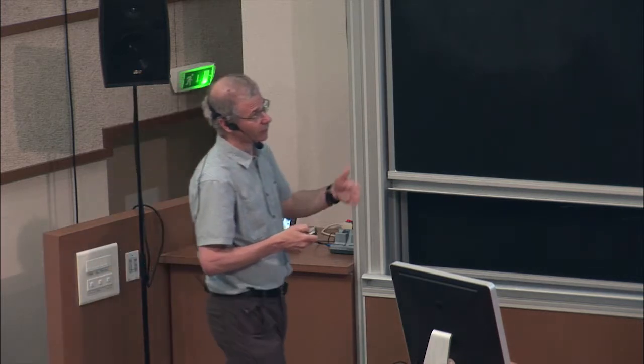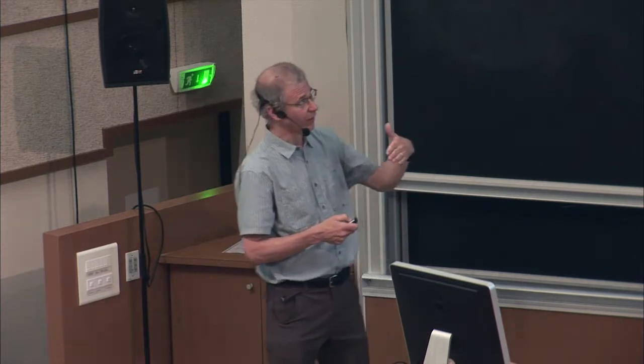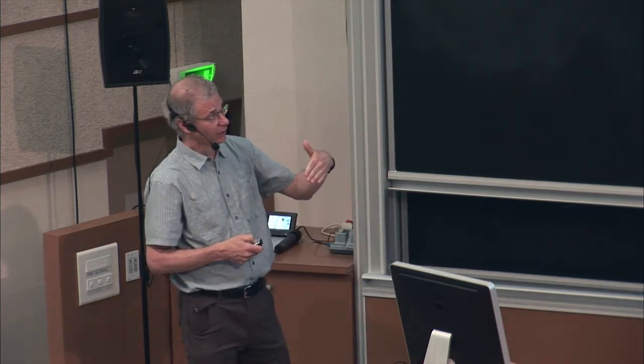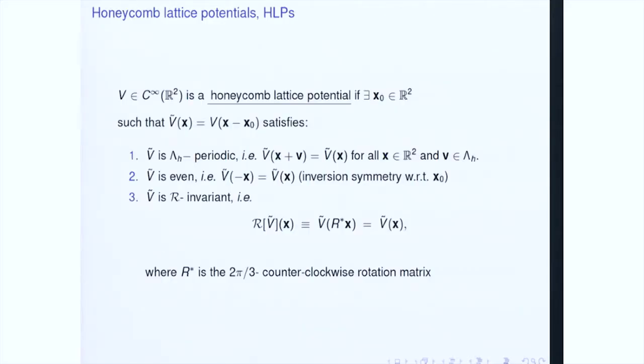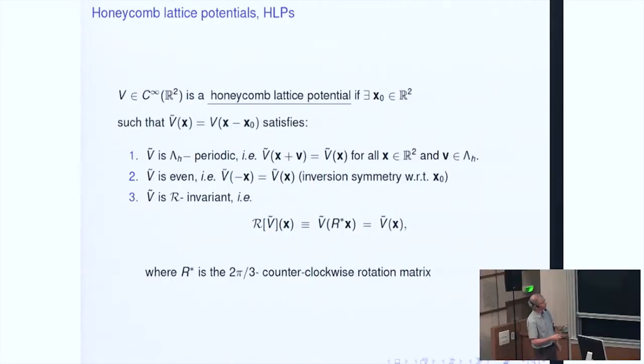And then v tilde is R invariant, which means that if you evaluate the potential at a point x, and then you rotate by 120 degrees, you get back the same potential. So this is a special class of periodic potentials, periodic functions, and so they'll have special Fourier series, and that special Fourier series structure is exploited throughout.